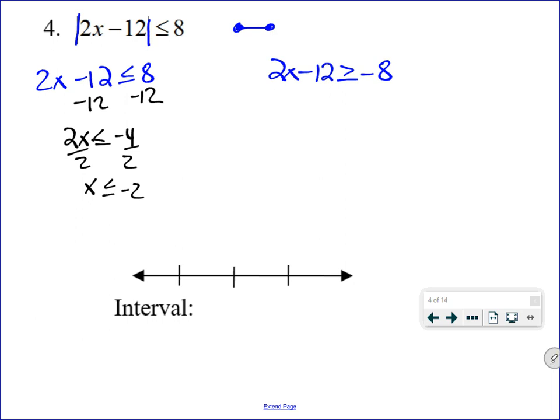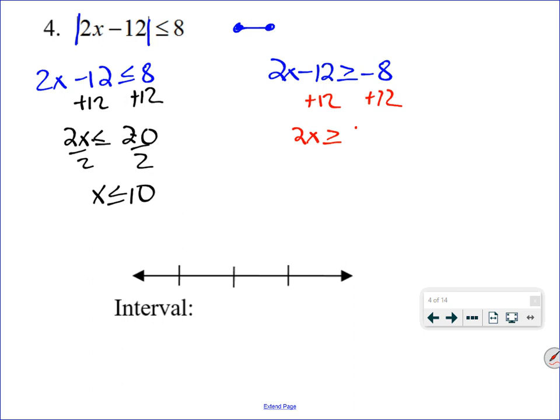Oh, you know what? I did that wrong. Hold on. It should be adding 12. Let's say that didn't look right. It should be adding 12 because negative 12 plus 12, you have to add the opposite. So then when I divide both sides by 2, I'll get x is less than or equal to 10. That's better. Now over here, I add 12, and I'll get 2x is greater than or equal to 4. Divide both sides by 2, and I'll get x is greater than or equal to 2.